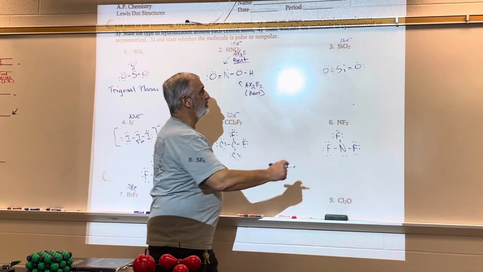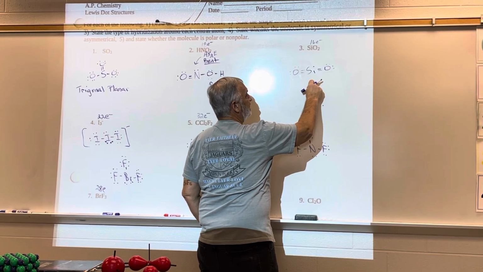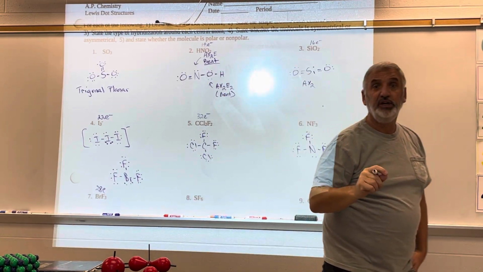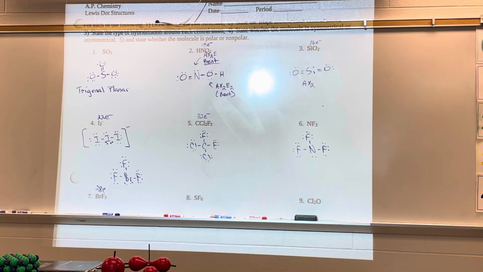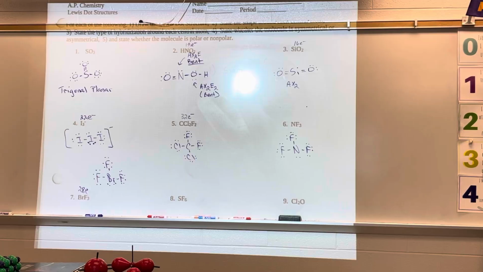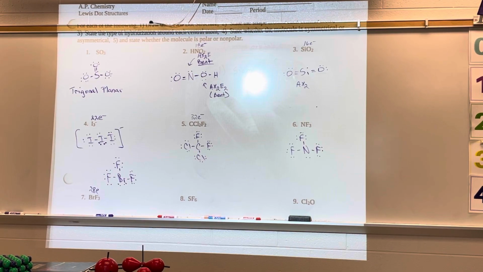This one's going to be what? AX2. And again, this is super important too: lone pairs are only on the central atom. When you're counting your E, lone pairs are only on the central atom. You don't count them on all the peripheral ones. Just how many lone pairs on the central atom for your formula. AX2E is the number of lone pairs on that central atom.